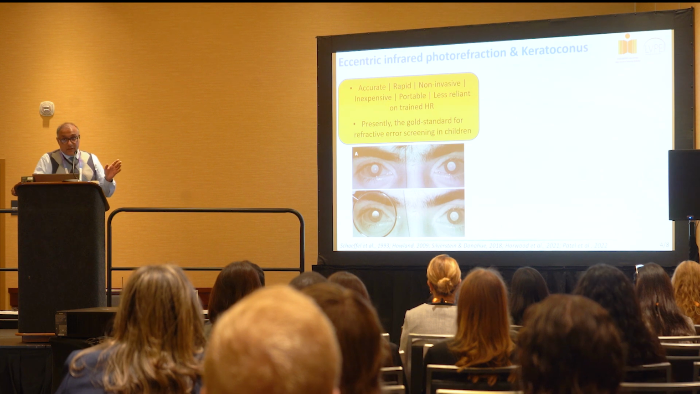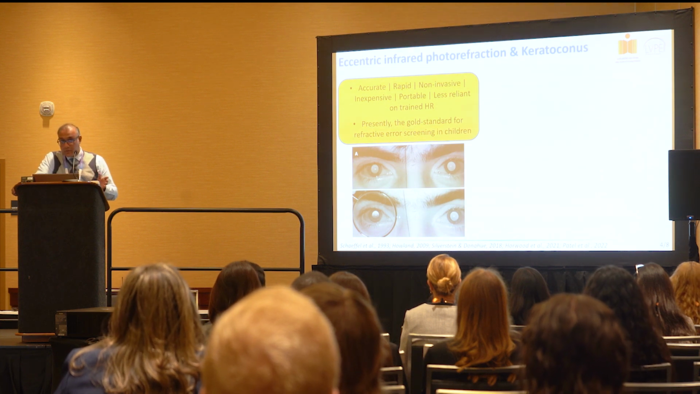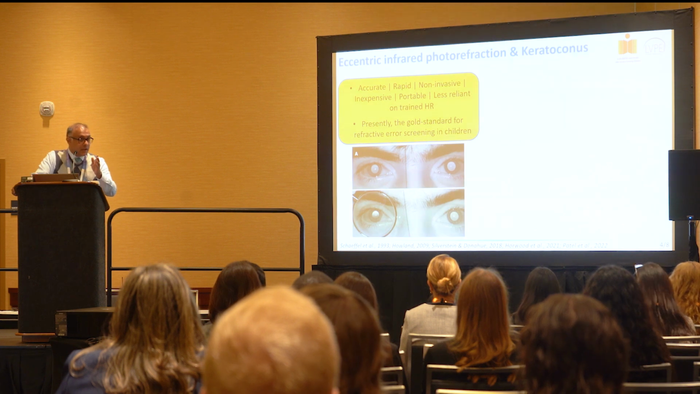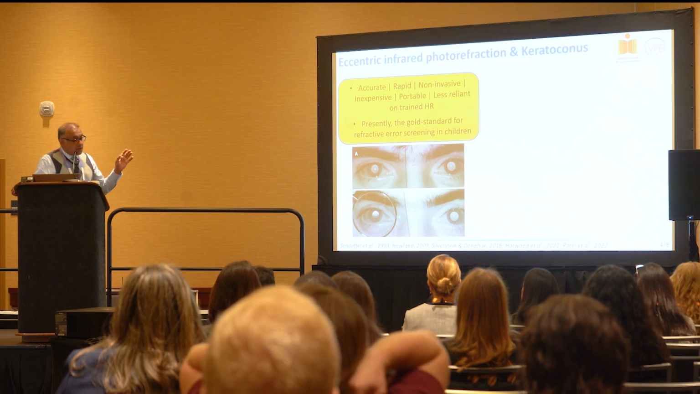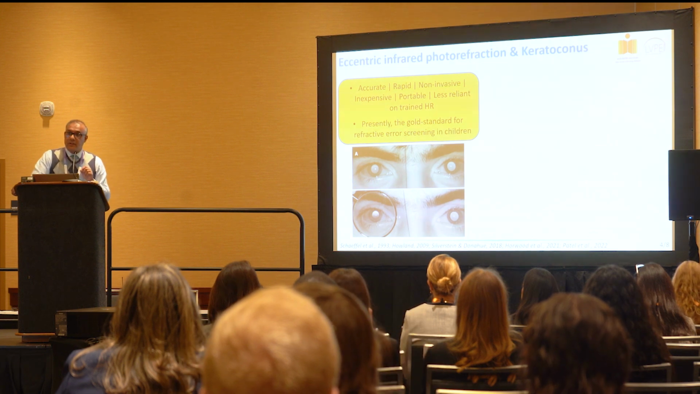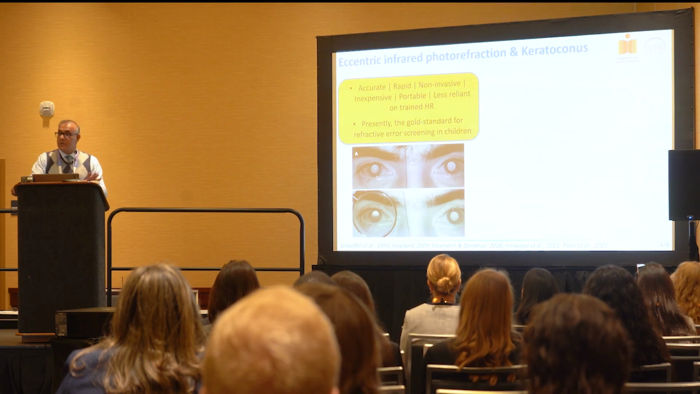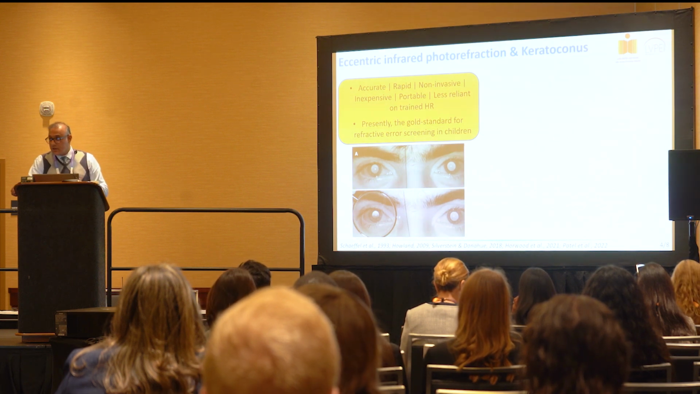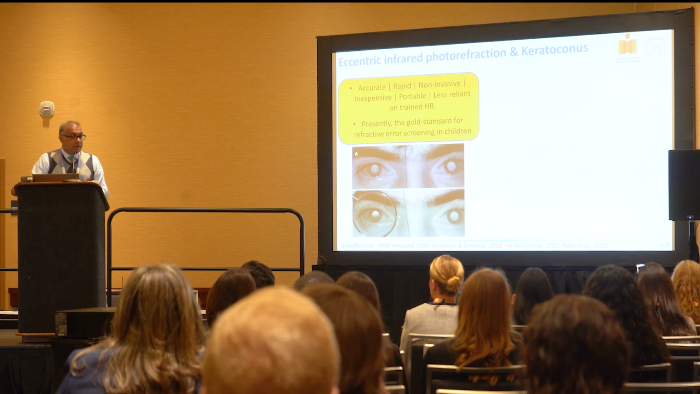Now, photorefraction itself is not a new technology. This is a 4-decade-old technology that involves shining infrared light into the eye and looking at the reflection pattern that's formed across the pupil. The commercial versions of this are the ones that are currently used as gold standard ways of screening refractive errors in children. The question is, can we extend this technology to also identify abnormally shaped corneas, keratoconus being one of the major ones in that category.